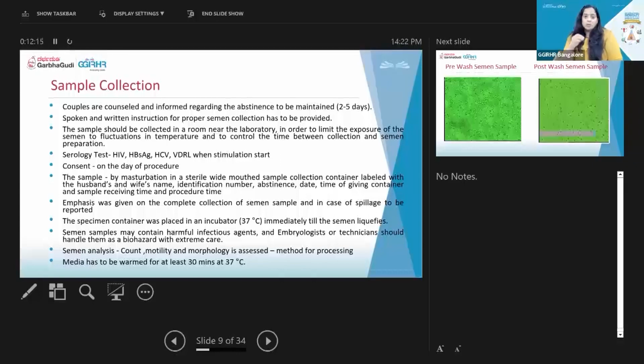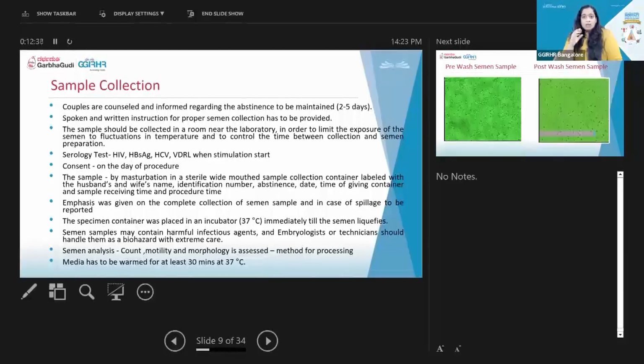And emphasis has to be given that the complete semen sample has to be collected, and in case there is any spillage, it has to be informed, because with an incomplete sample, you will lose a majority of the sperms, which are actually healthy enough to have a successful pregnancy.